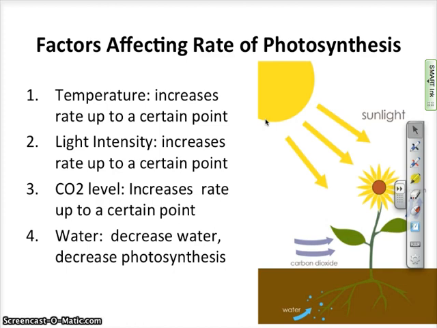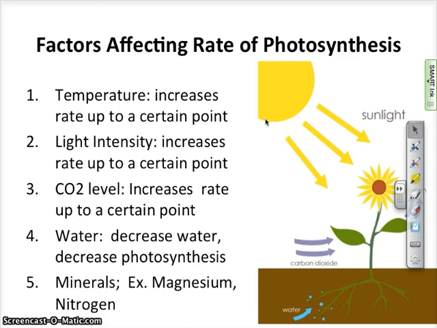And finally, minerals. Certain minerals are very important for plants to grow, and they'll actually improve the rate of photosynthesis. Examples of minerals include magnesium and nitrogen. Sometimes you'll see plants or people using fertilizers, which actually have extra minerals in them in order to help the plant grow a little bit better.